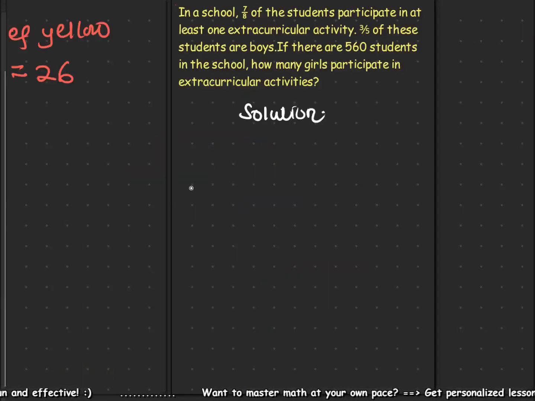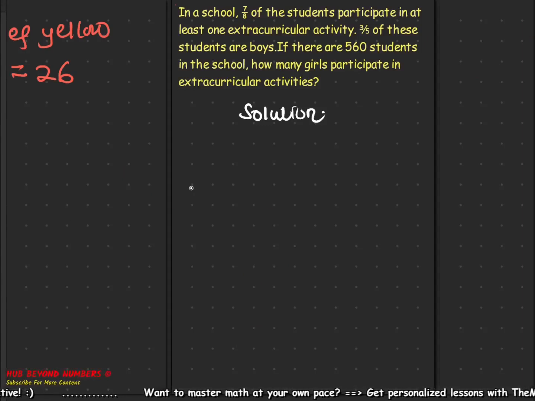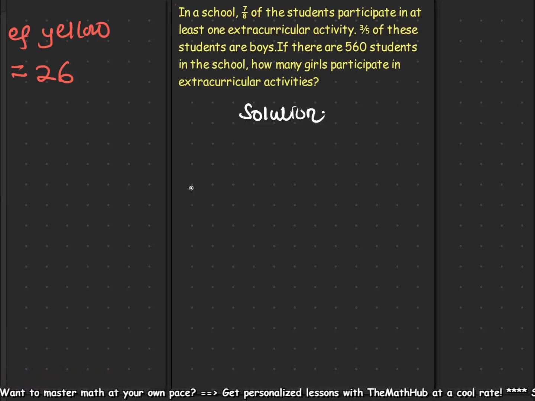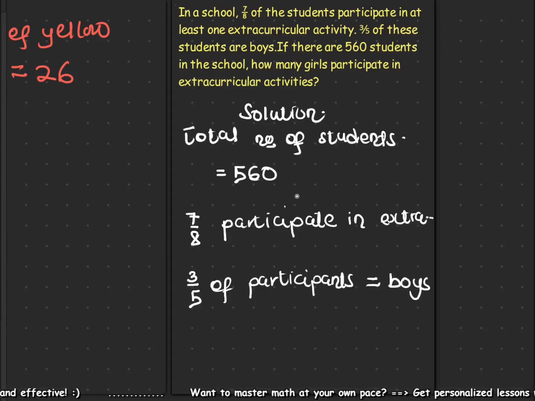In this next question, it says, in a school, 7 over 8 of the students participate in at least one extracurricular activity. 3 over 5 of these students are boys. If there are 560 students in the school, how many girls participate in the extracurricular activities? This type of question can be translated into sets as well, but we wouldn't go into the set aspect. Let's solve it basically as fractions. So let's write down our parameters from the question.